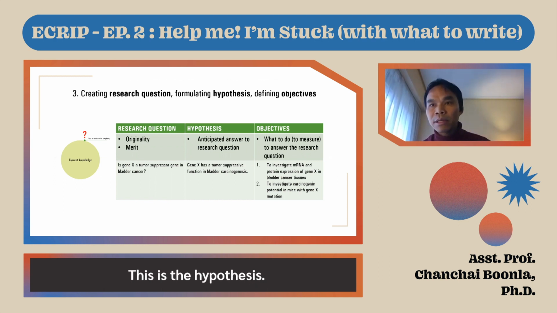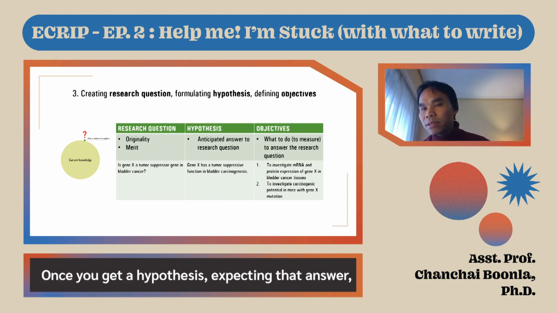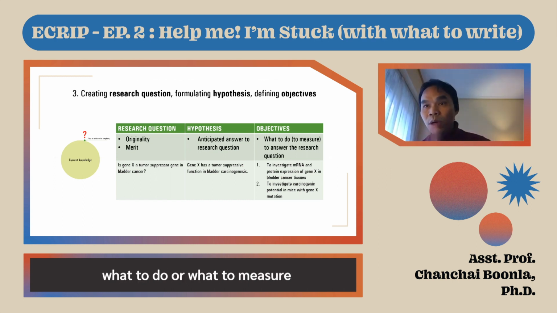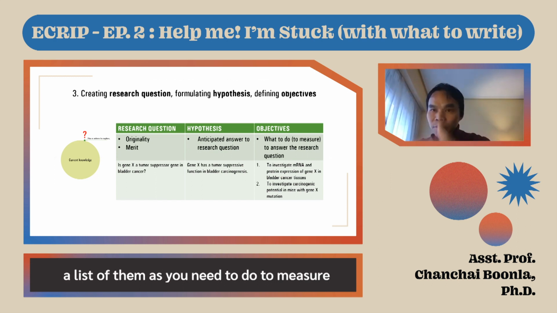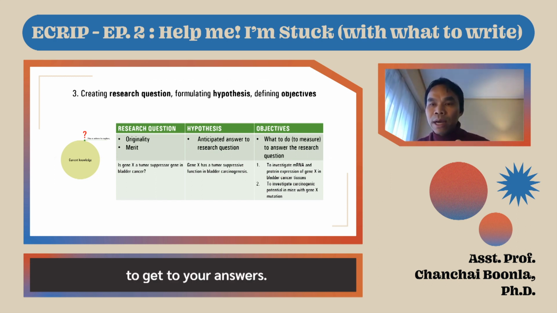This is the hypothesis. Once you get a hypothesis, you're expecting that answer, you have to decide what to do or what to measure to answer that question or to confirm your hypothesis. That what-to-do list is the objectives. You need to list all of the things that you need to do or measure to get the answers to that research question.